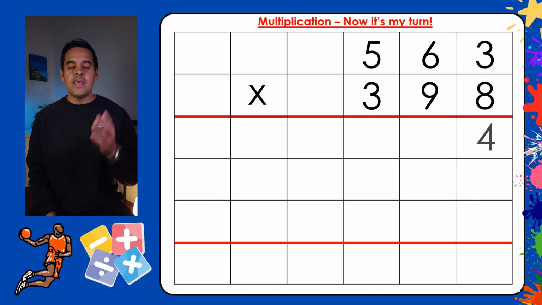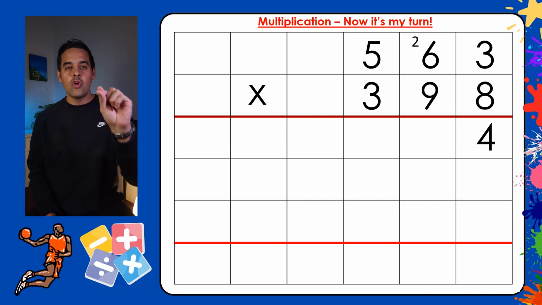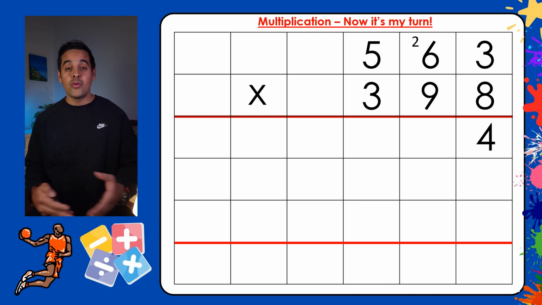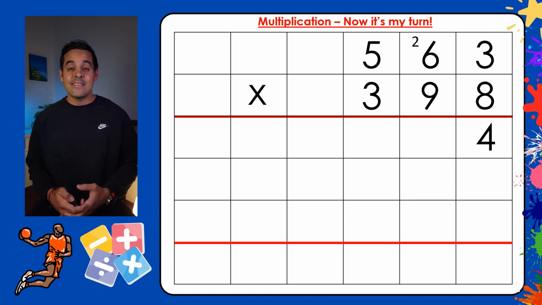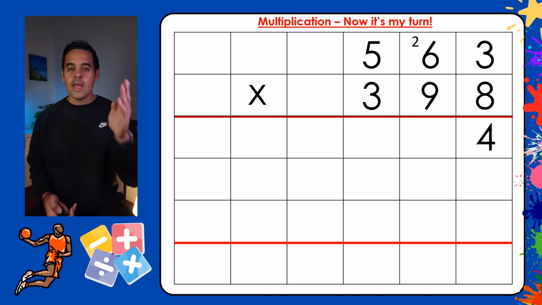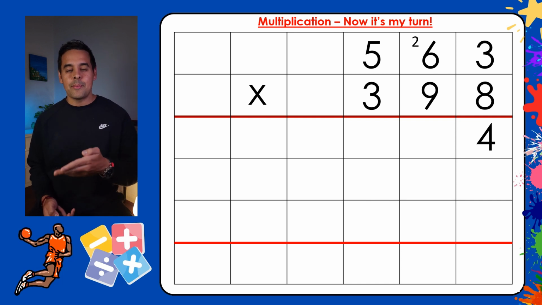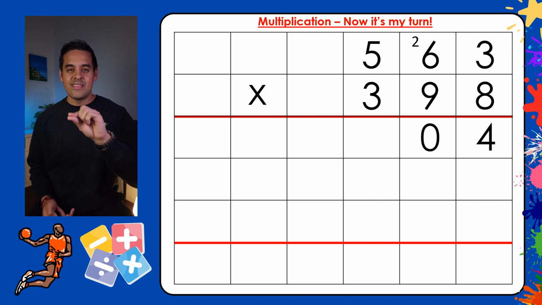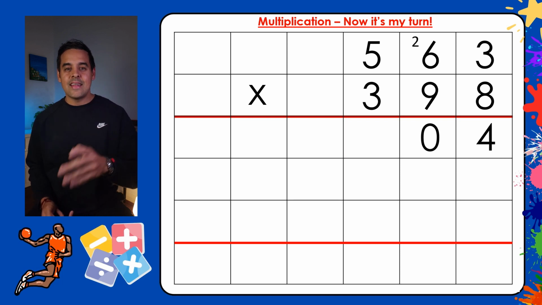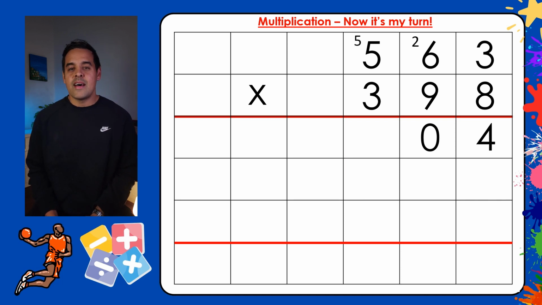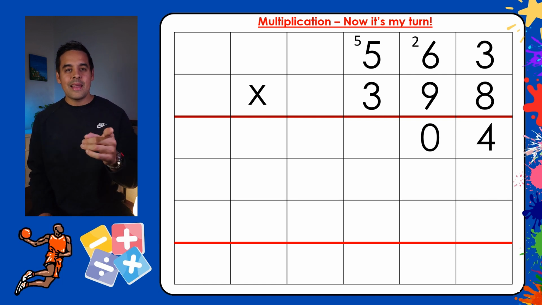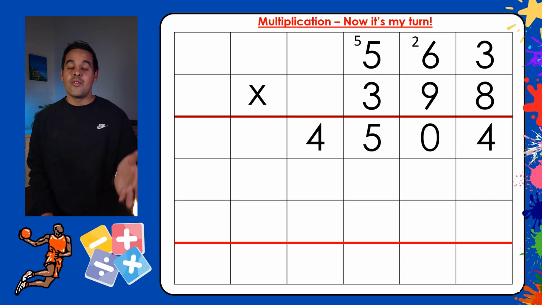8 times 3 is 24. 4 goes below, 2 goes above that 6. Now, 8 times 6. Think of it. If you're not sure, go through 6 times tables. That answer is going to be 48. However, we need to add that 2. So 48 plus 2 is 50. So the 0 goes in the answer box and the 5 goes above that 5. 8 times 5 is 40 plus the 5 is 45.